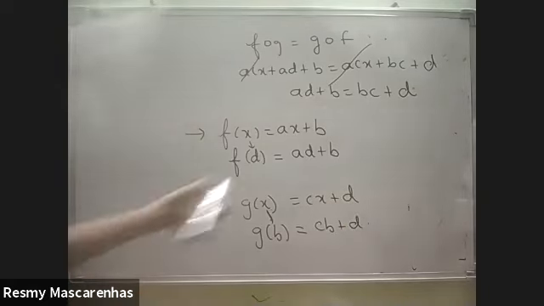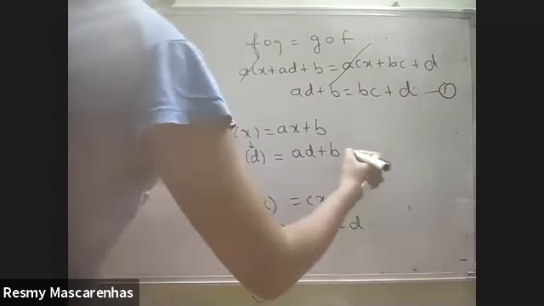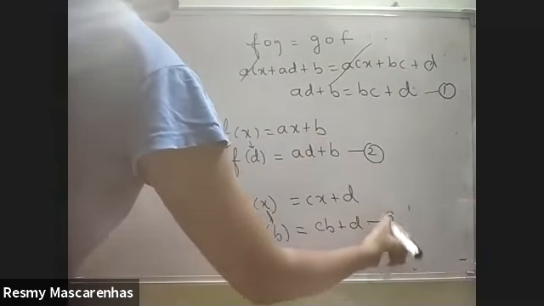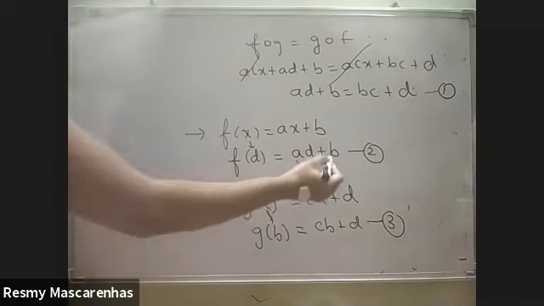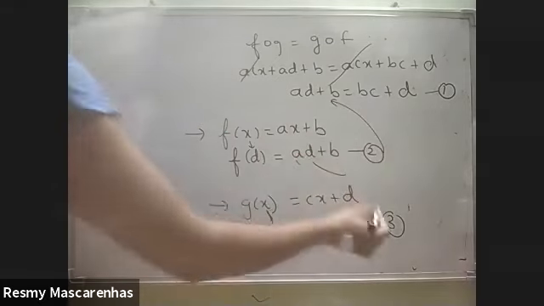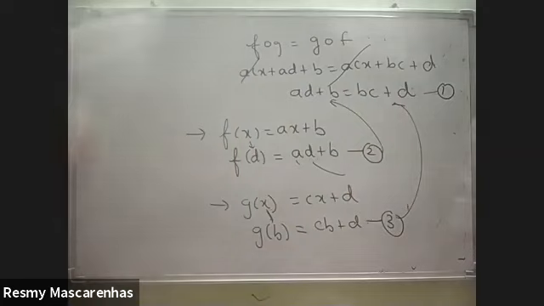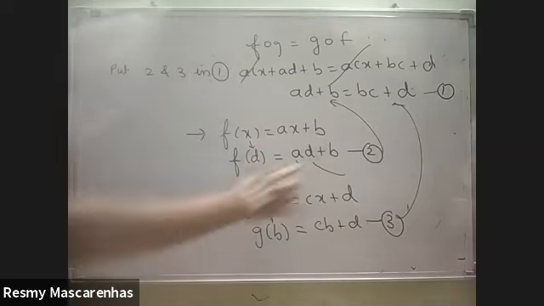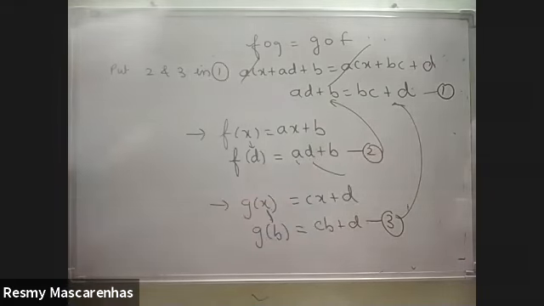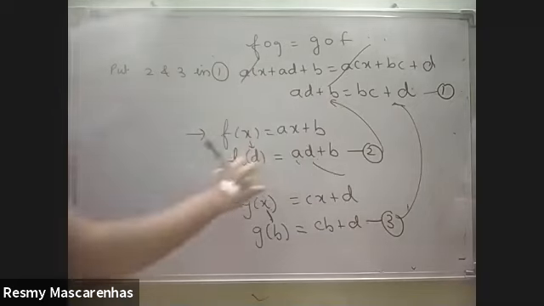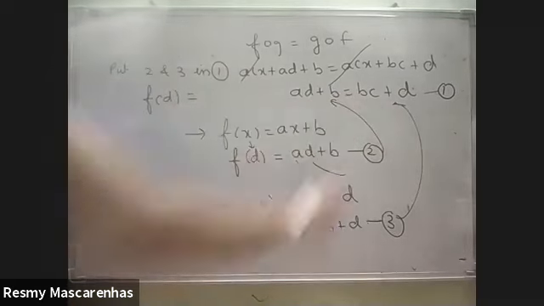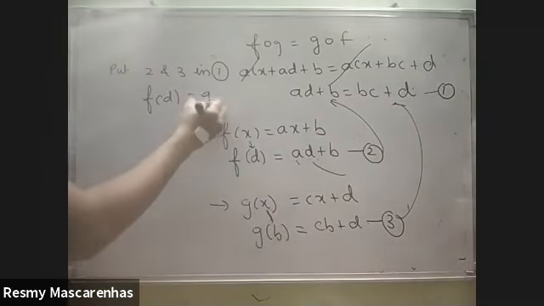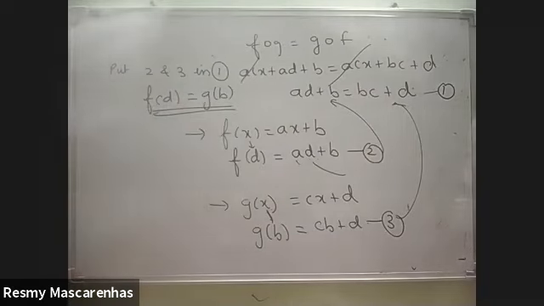And if you have noticed already, you can mark this as 1, 2, and 3. What is this answer? 2 value is nothing but d plus b. 2 you put here, 3 value also you put here. Put 2 and 3 in 1. So what you will get? What is AD plus B? Nothing but f of d. And what is BC plus d? Nothing but g of b. So you have proved it.